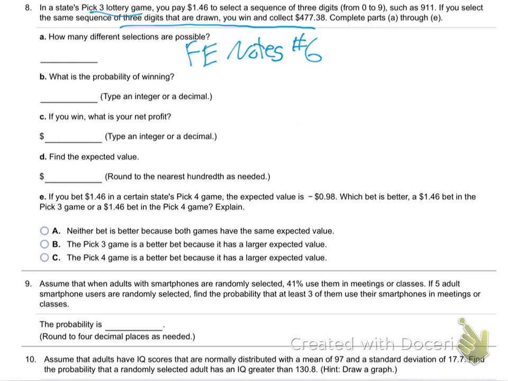Go to number 9. Assume that when adults with smartphones are randomly selected, 41% use them in meetings or classes. If 5 adult smartphone users are randomly selected, find the probability that at least 3 of them use their smartphones in meetings or classes. Now, this is a really tricky question as far as it can be hard to tell what method you're supposed to use here.